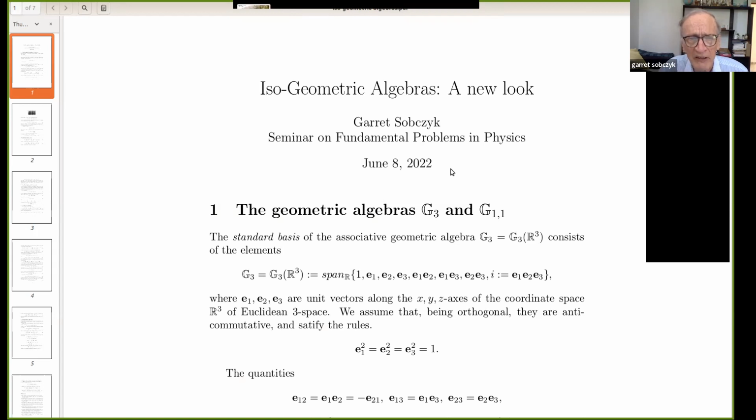We'll only be talking about two geometric algebras, and that's G3, which is generated by the Pauli matrices sigma 1, sigma 2, sigma 3, or I call them E1, E2, and E3. And the closely related geometric algebra G11, that's the Clifford algebra generated by two elements, one of which has square plus 1 and the other has square minus 1.